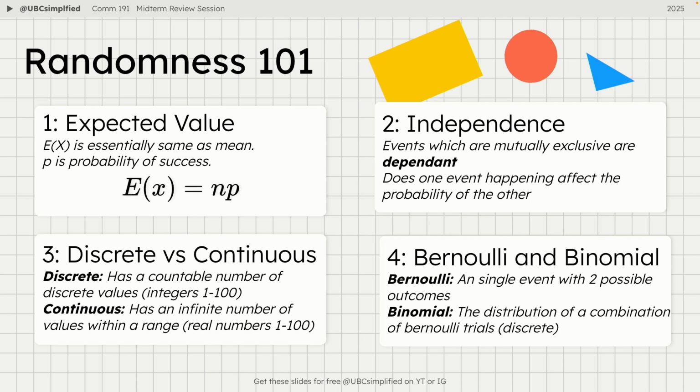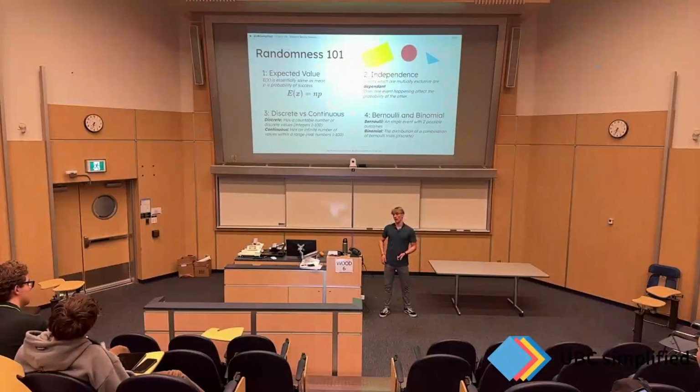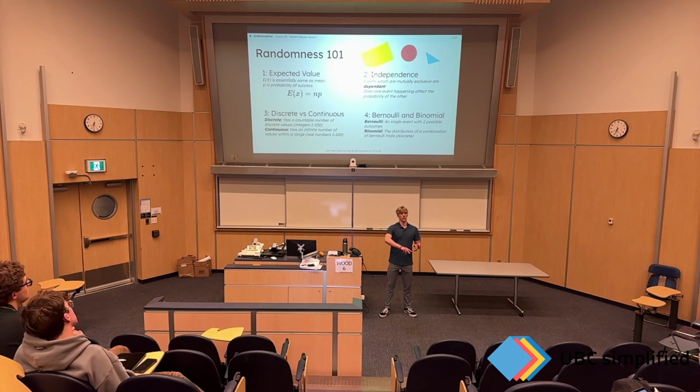And then basically for randomness, there's discrete, which is basically countable, and then continuous, which has an infinite number of possible values, it can be super specific numbers. And what we were talking about before between Bernoulli and binomial: Bernoulli is just a single event with 2 possible outcomes, success or failure. Binomial is a combination of all of those.